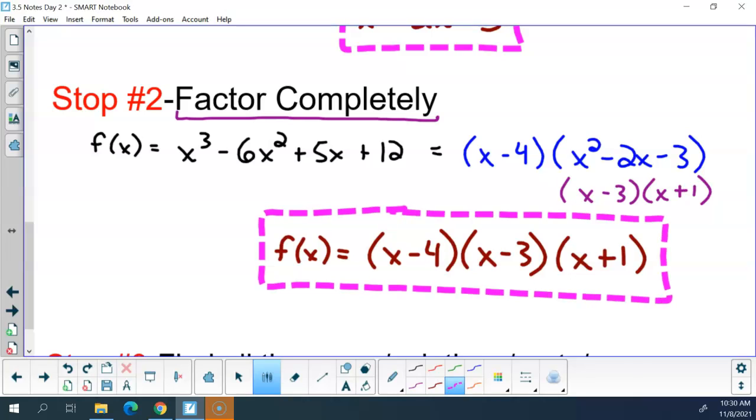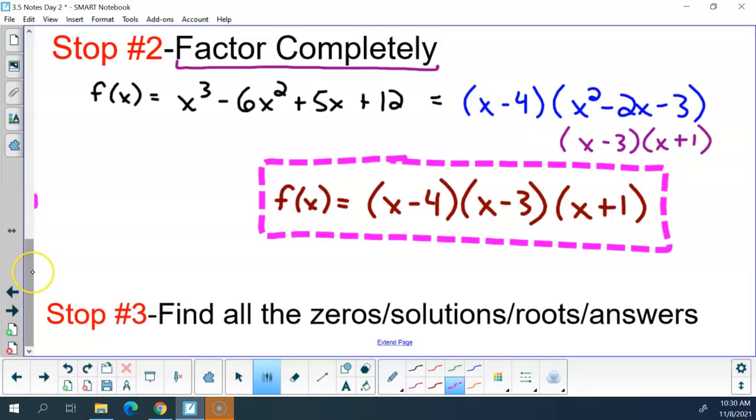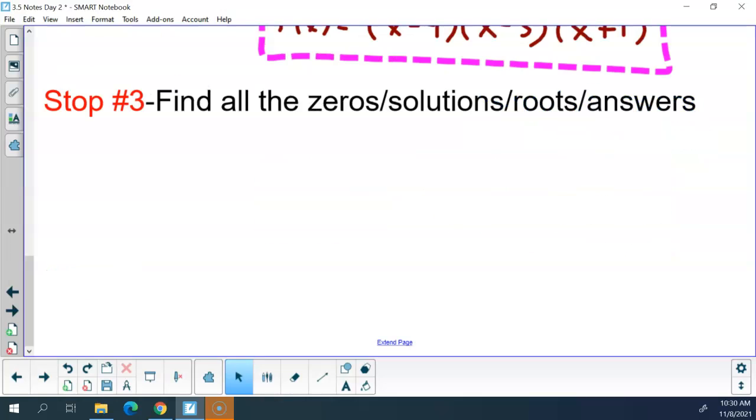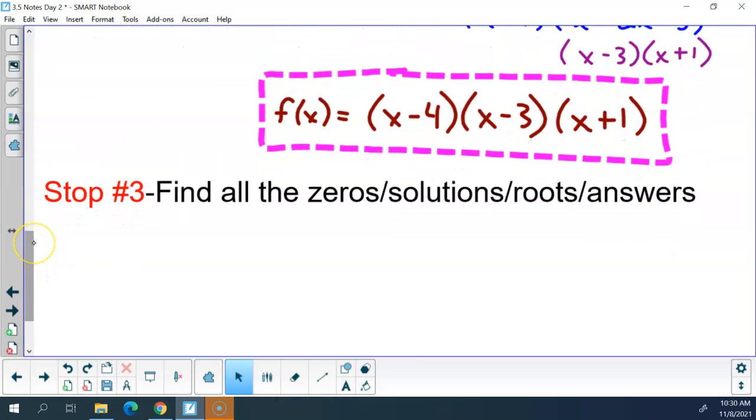What's bus stop number 3? Solve it. Bus stop number 3 is we need to find all the zeros, the roots, the solutions, the answers to this problem. Well, we just take the factors and we set them equal to 0.